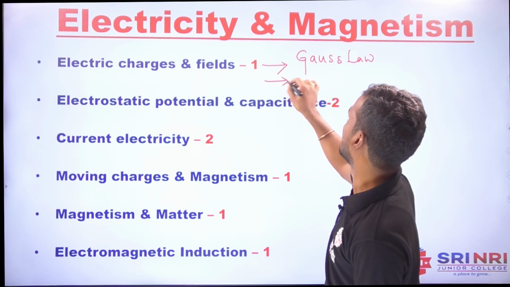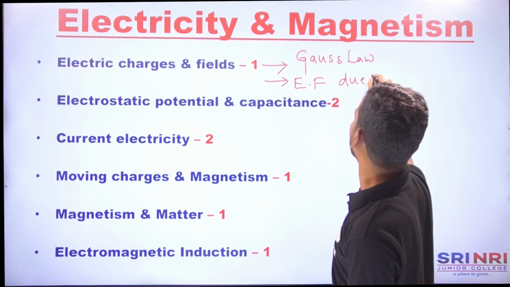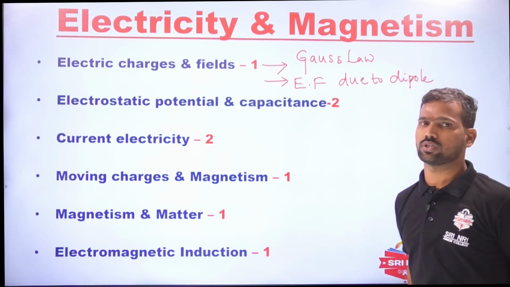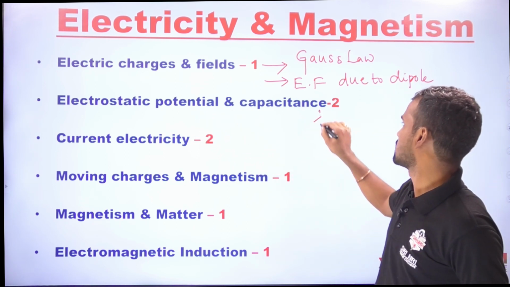Otherwise, electric field due to a dipole on the axial line and equatorial line, you may get 1 question. Next, electrostatic potential and capacitance, 2 questions here.